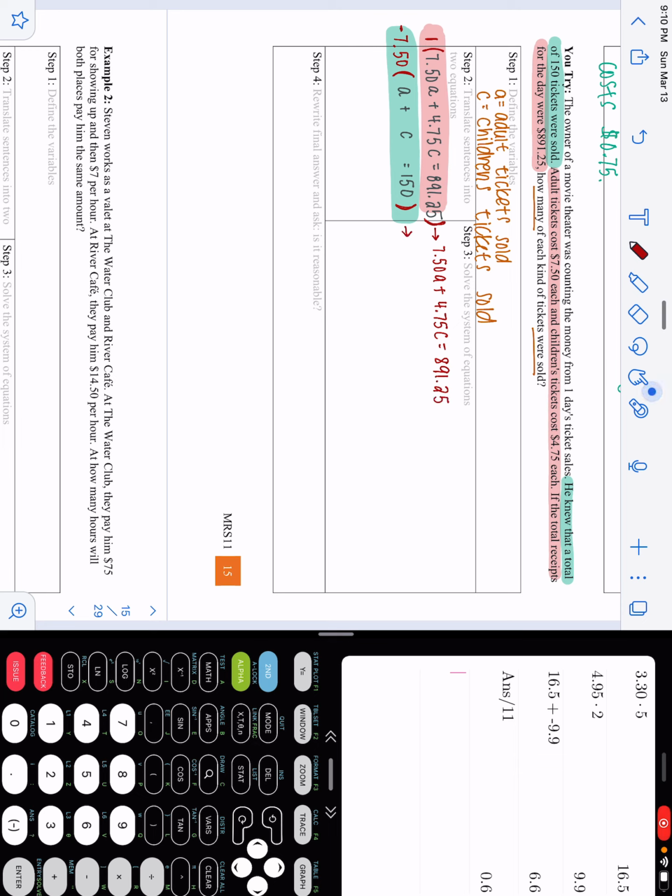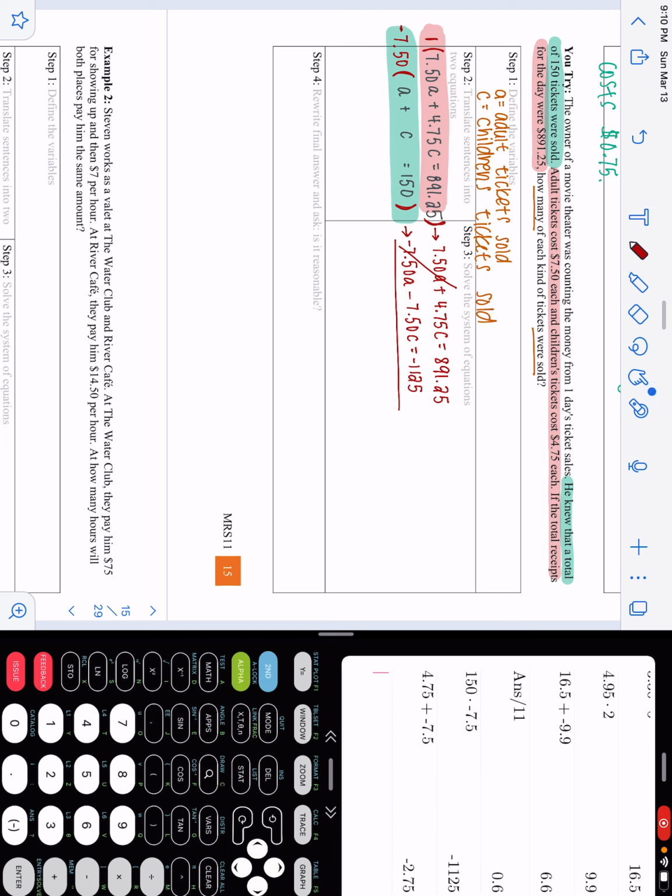My bottom equation becomes negative 7.50A, and that's great because I needed opposite coefficients, minus 7.50C equals, let's multiply this out, 150 times negative 7.5. We get negative 1,125. Go ahead and add your two equations together. So 4.75 plus negative 7.5. We get negative 2.75C on my left side.